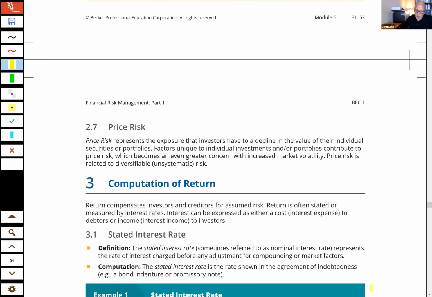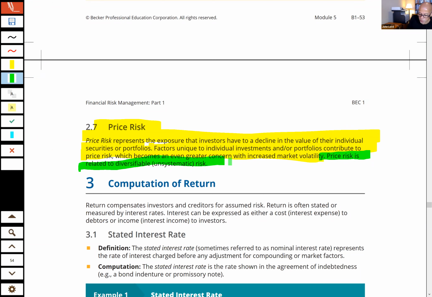Price risk. Price risk represents the exposure that investors have to decline in the market value of individual securities or portfolio. Factors unique to individual investments or portfolios contribute to price risk, which becomes even greater concern when there is increased market volatility. Price risk is diversifiable. Again, as one sector of the economy improves, another sector may not do as well and vice versa. So you diversify away that price risk, and you can flashcard that.